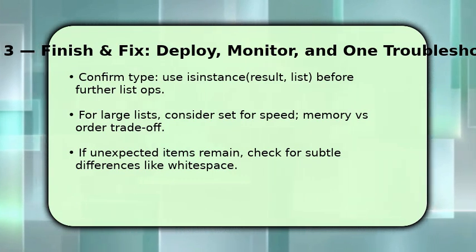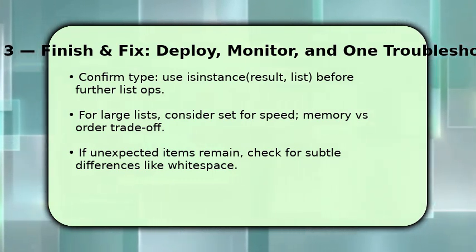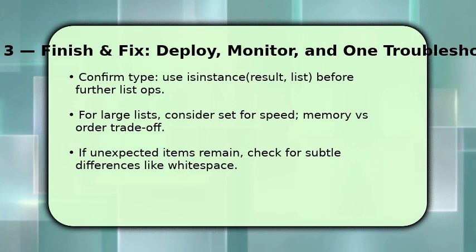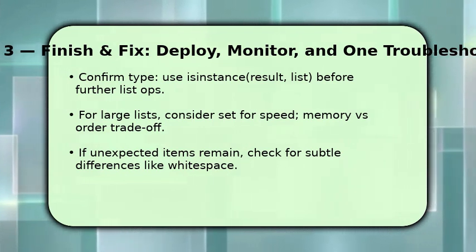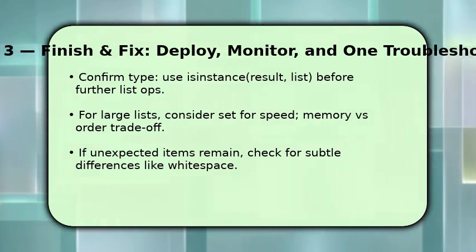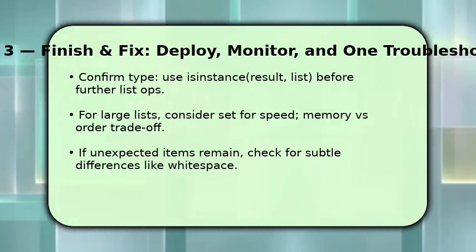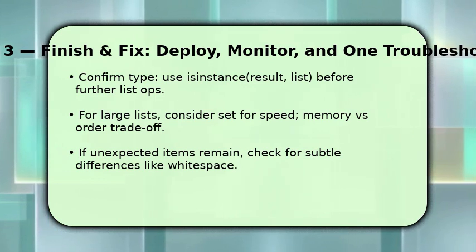If duplicates persist, inspect items for hidden differences: extra spaces, different cases, or types like 1 versus 1.0. If that happens, normalize values first: strip whitespace, lower strings or cast types, then repeat the removal step.